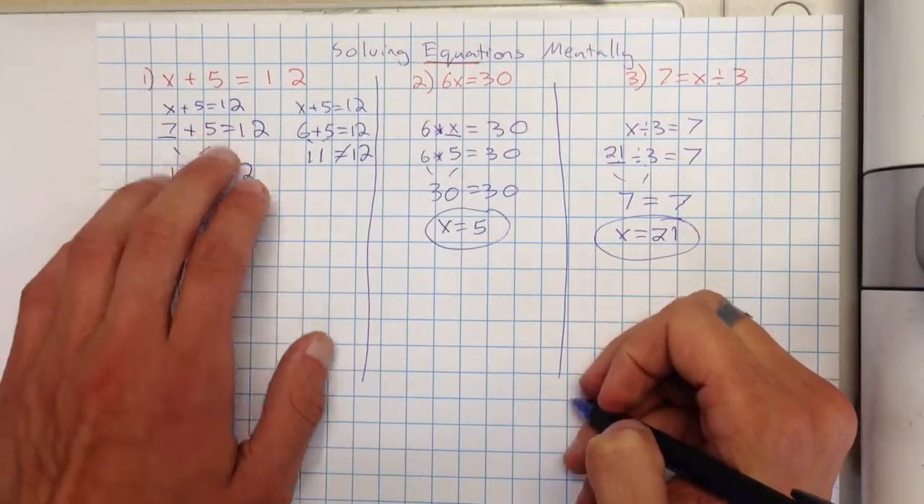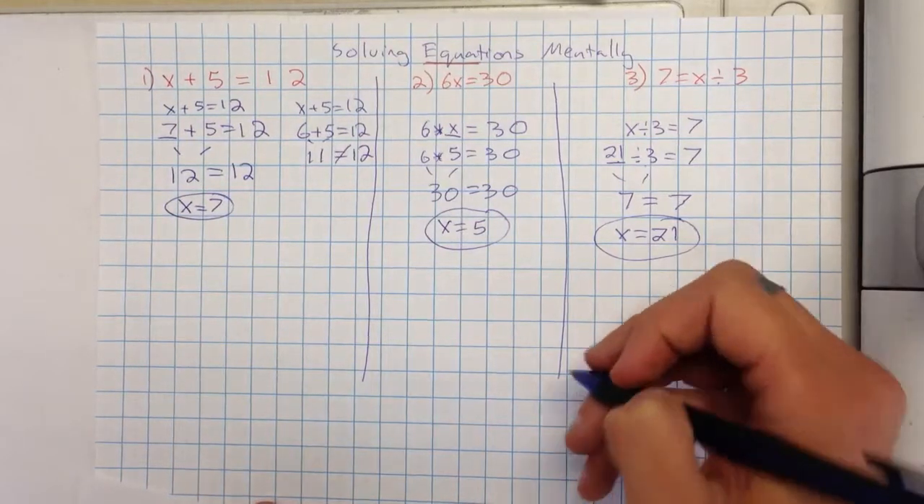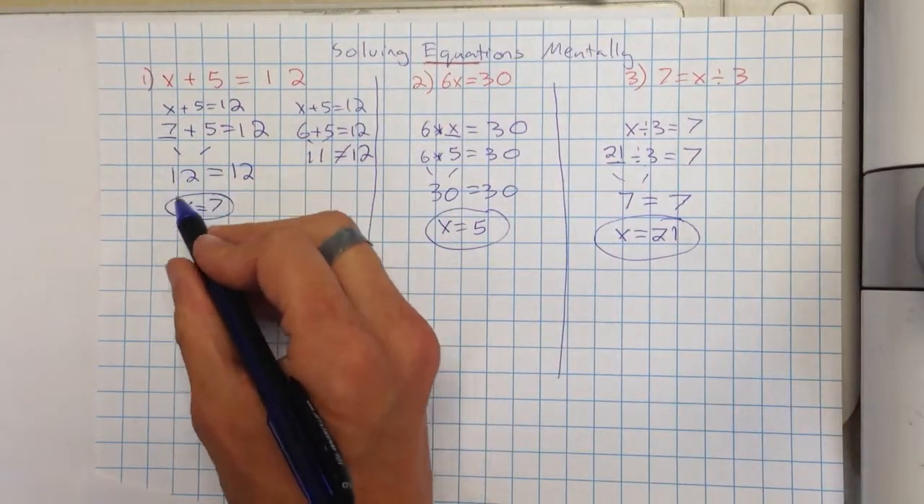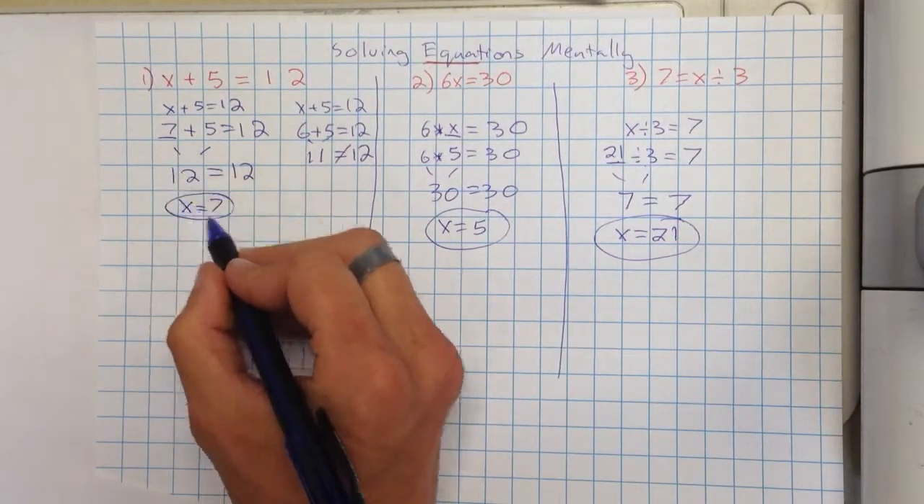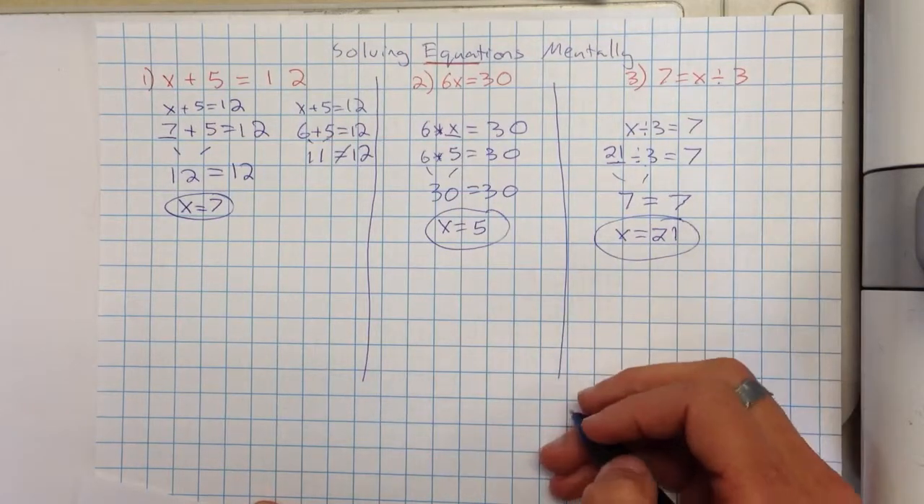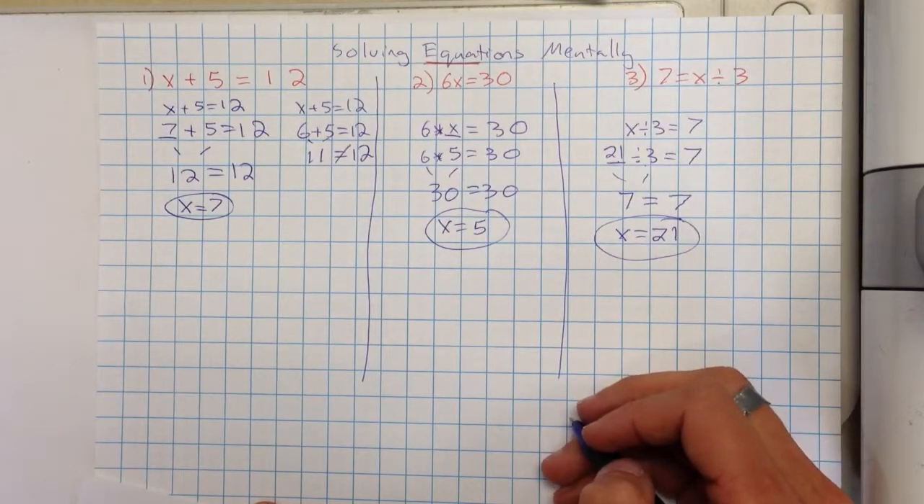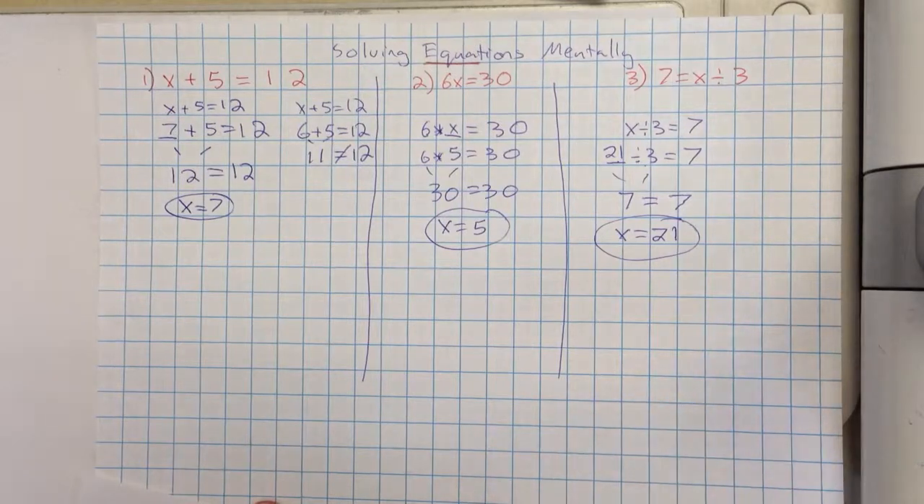So we're seeing for all three of these: rewrite the problem, mentally think about what makes it work, go ahead and check your answer, so substitute that value in, and then put the variable equals that for your final answer. Okay, we'll learn other ways to solve these later this year, like balancing equations, but right now we're just trying to think mentally, and then we're checking our answer.